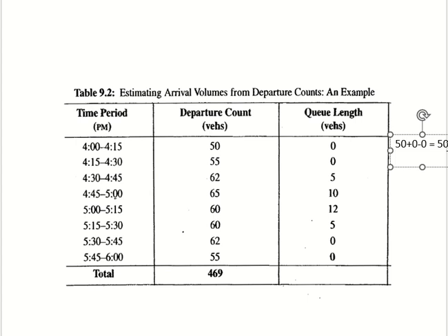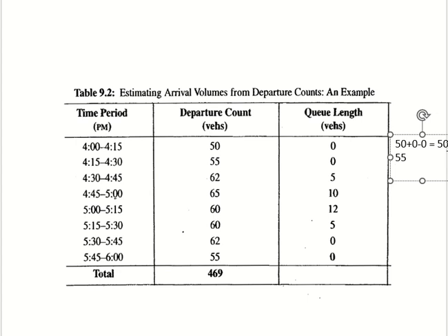Same thing, right? 55, no queue now, no queue before. So 55 is my arrival as well. Okay, now the next one. 62 departed. But are these 62 the only ones which came to the intersection? No, because I have 5 left in the queue as well.